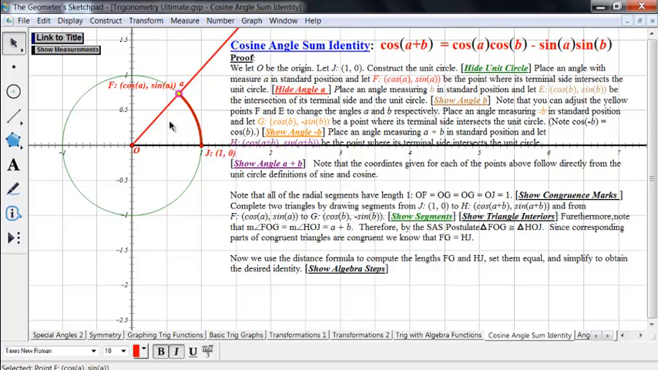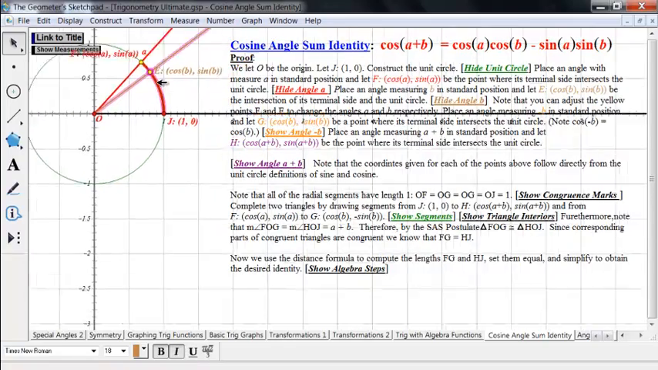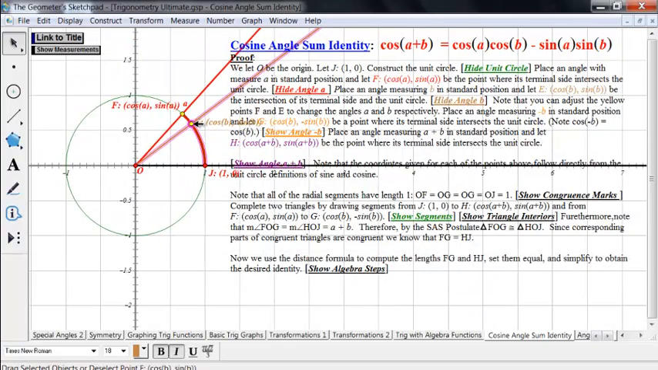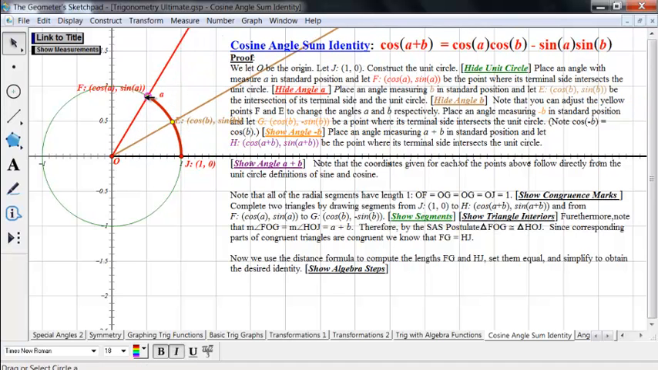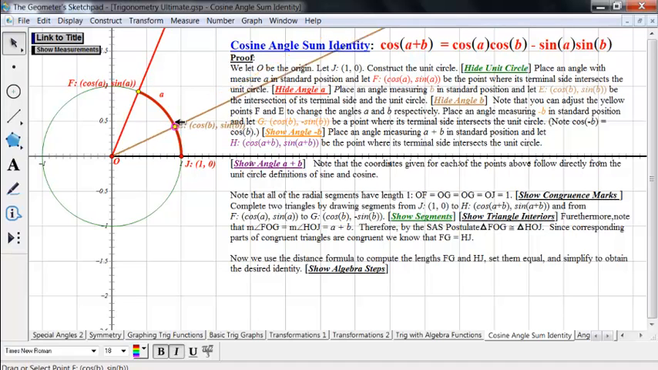Now let's put an angle B in standard position also. And here's angle B. And again, it doesn't matter, I can make B larger than A or smaller than A, but B has some measure there. And let's say B goes to this point, E. E is going to have coordinates cosine B, sine B.